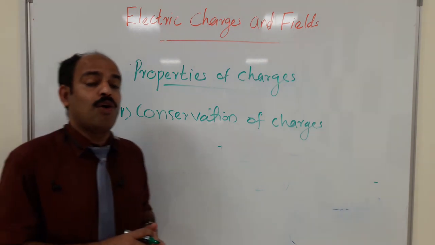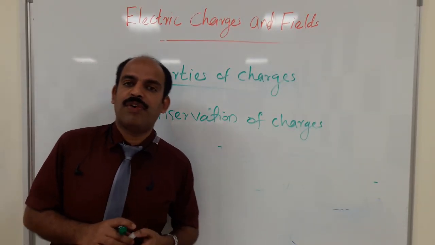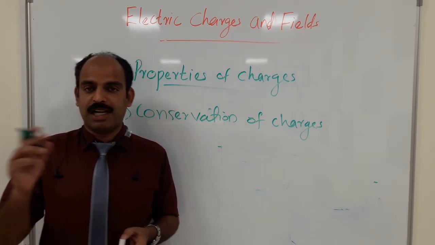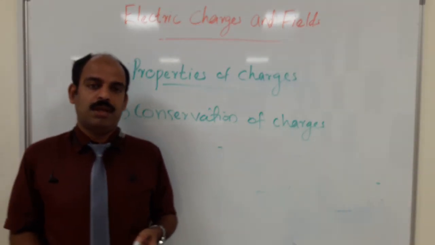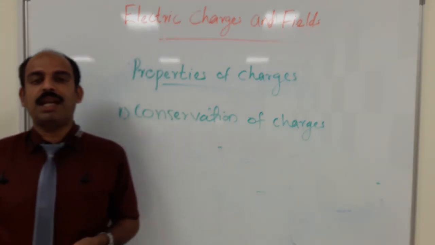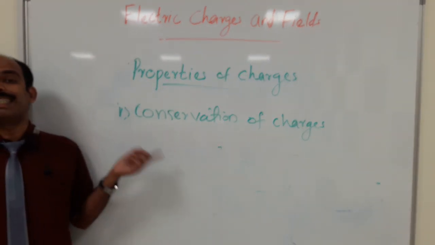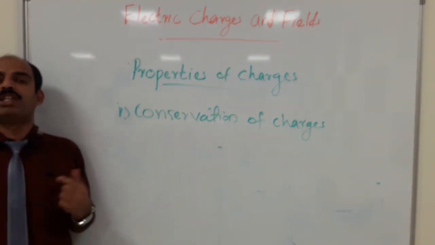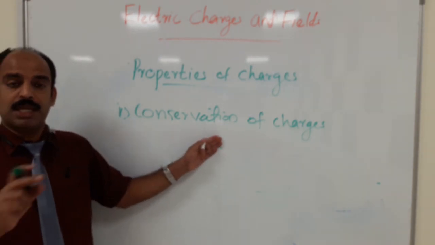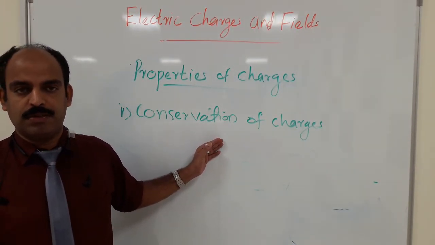We know the law of conservation of energy that we studied in grade 9. What is the law of conservation of energy? Energy can neither be created nor destroyed, but it can transform from one form to another. And we have the law of conservation of mass: mass can neither be created nor destroyed, right? Similarly, we have conservation of charge. Charge can neither be created nor destroyed. That means the total charge in an isolated system remains constant.